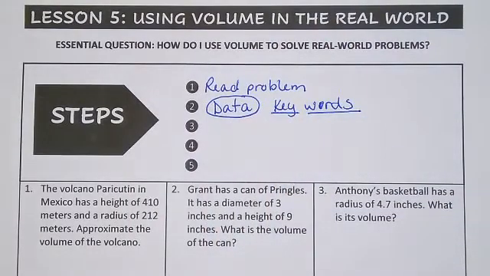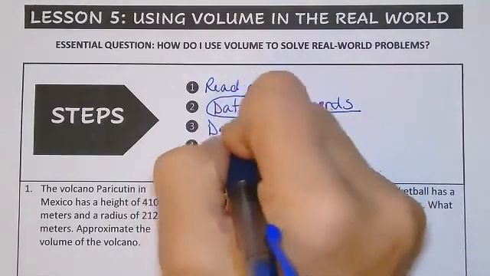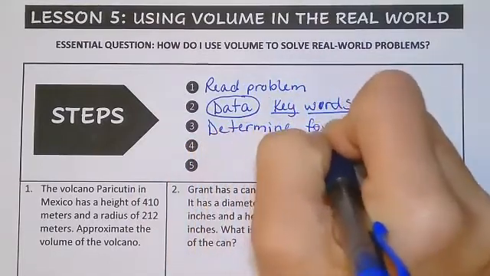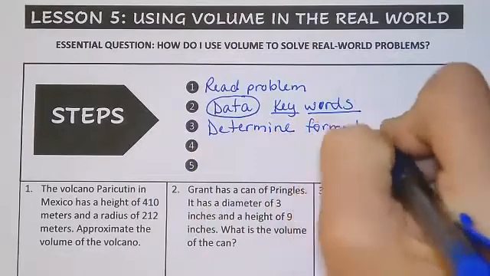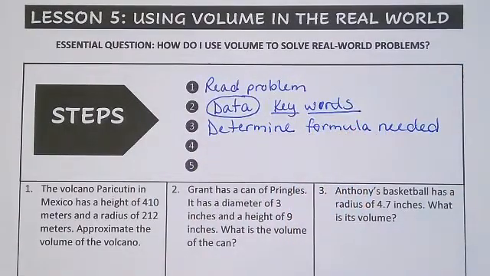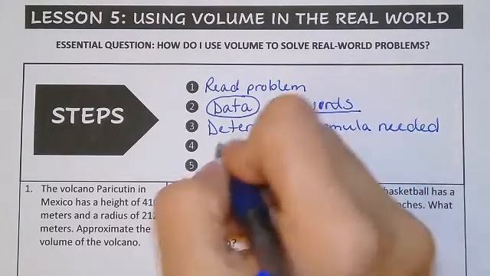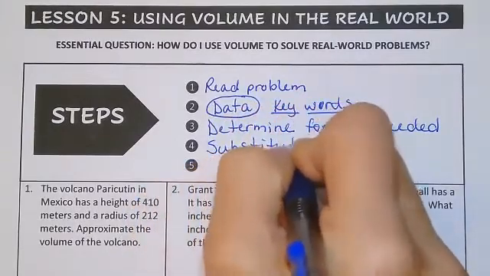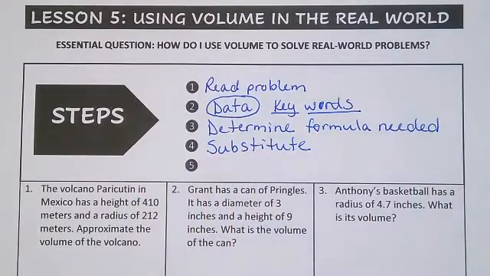Okay, third step is to determine the volume formula needed. Fourth step, substitute the given measures. And the fifth step, solve for the missing measure and round if needed.